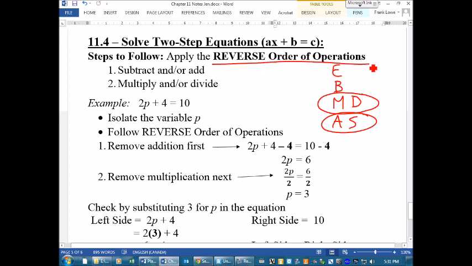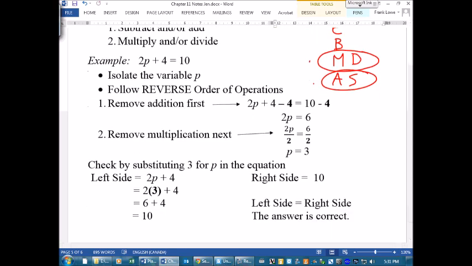Now, it's not going to get real complicated. You're going to have some addition or subtraction and then one multiplication or division. So it's not crazy, but you do have to start with addition and subtraction. Okay, so let's look at a question. Let's look at this question here first.